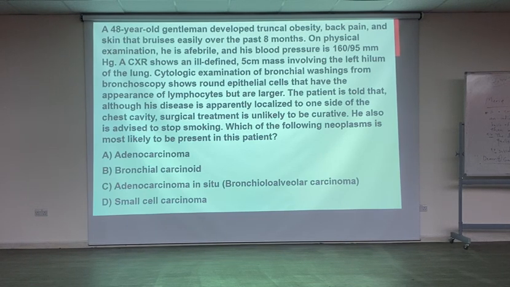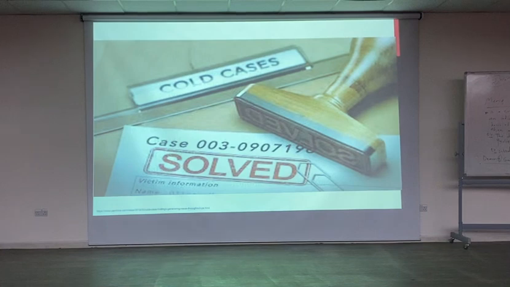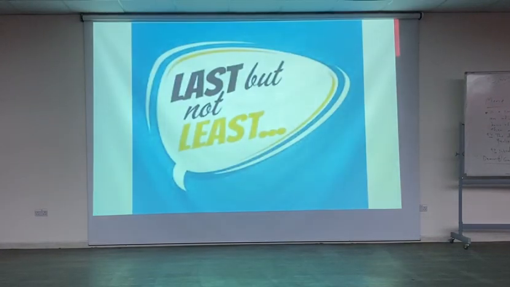And the patient is told that although the disease is localized, they will not do surgical treatment to cure the patient. So this means that the prognosis is poor. This is bad. Okay, so we have carcinoma, so we have a small cell carcinoma. And then they advised him to stop smoking due to the strong association of this type of tumor with tobacco smoking. So your best diagnosis for this patient is small cell carcinoma. Correct.